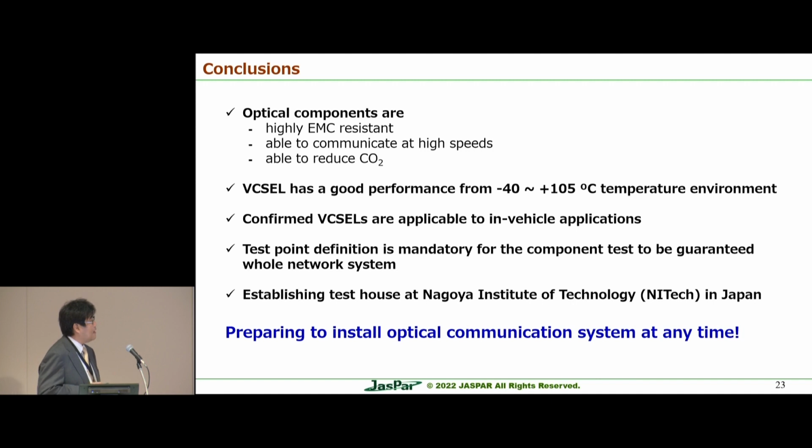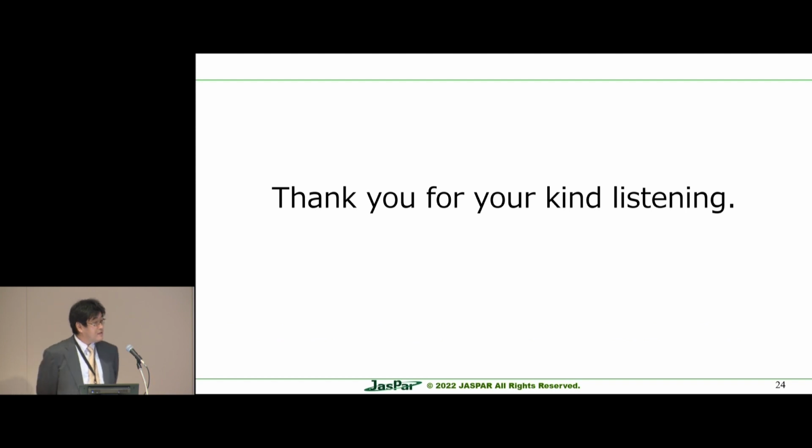And we are establishing a test house at Nagoya Institute University in Japan, so we are preparing to install optical communication systems at any time. So this is a presentation from JASPAR. Thank you very much for your attention.